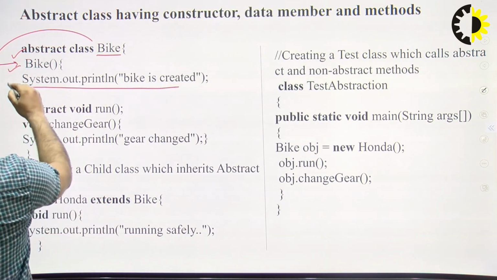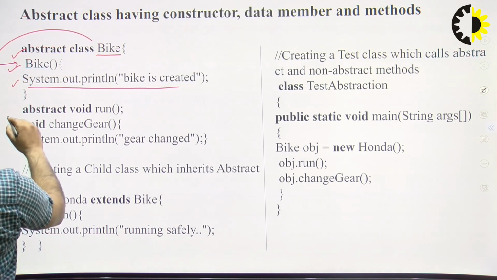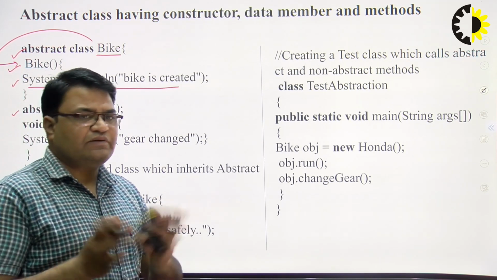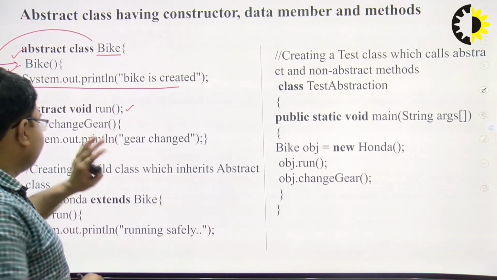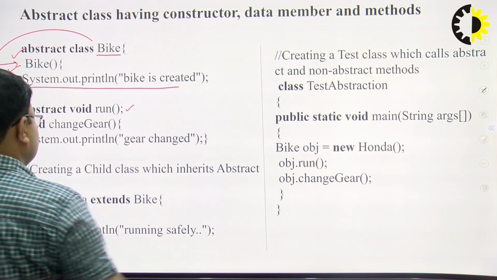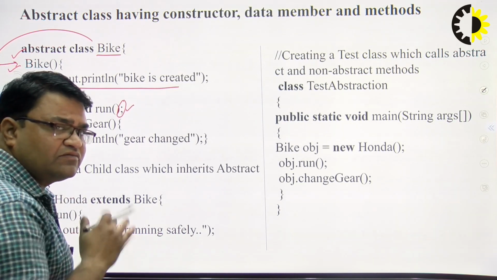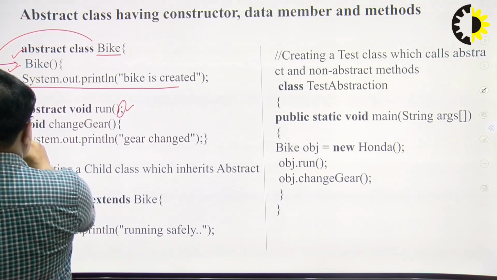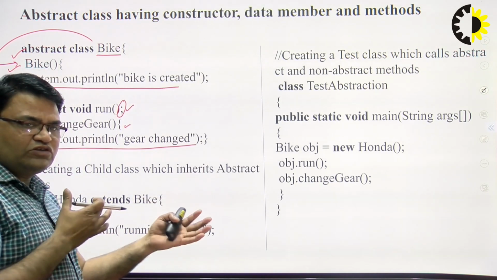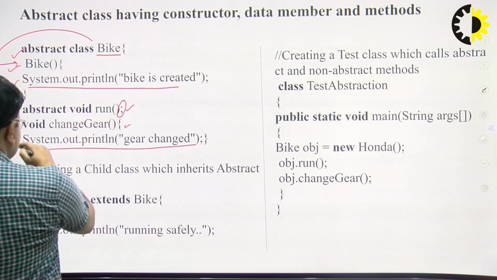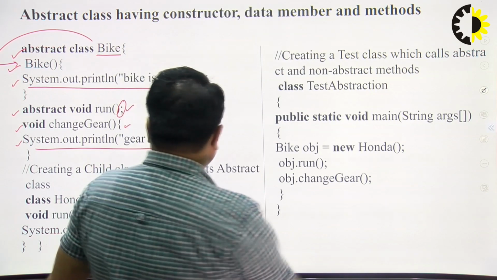Here we can print the message "bike is created" inside the constructor. We can take an abstract method, abstract void run. The run method is abstract, that means there is no body for this method. We can recognize it as an abstract method because it is terminated by a semicolon. Void change is a non-abstract method, that means it has a body, with open and closing braces, and any implementation is given inside a non-abstract method. Here we print "gear changed".